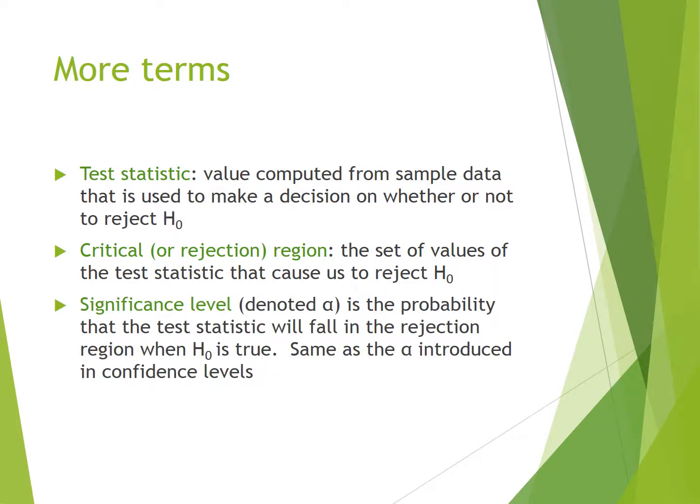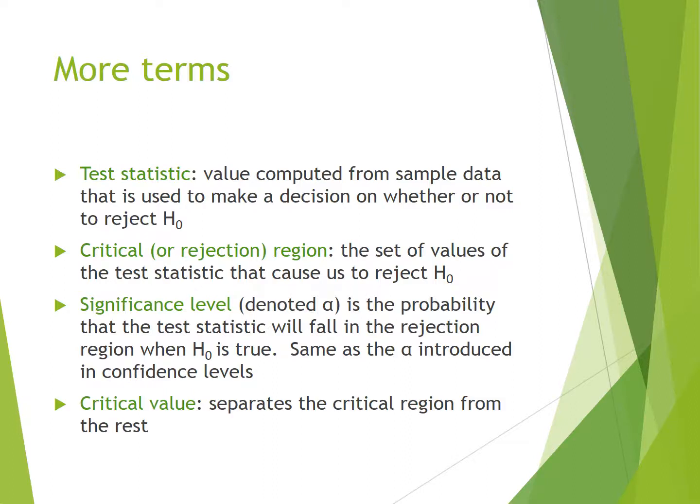So the significance level is denoted by an alpha. Now remember, in confidence levels we had 1 minus alpha, and they were things like 99, 95, and 90. And alpha are numbers like 5%, 10%, 1%. And critical values separate the critical region from the rest.